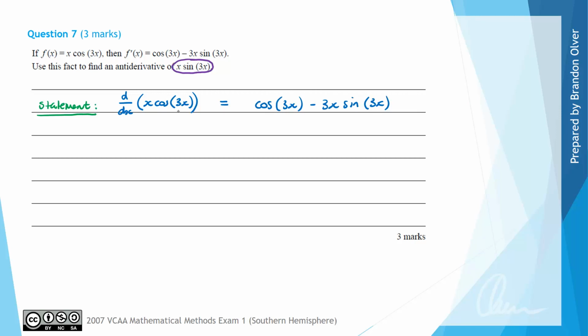And the reason why I like to set it up like this is now that we've got an equal statement, if we integrate both sides with respect to x, it remains equal. So that is also a true statement.